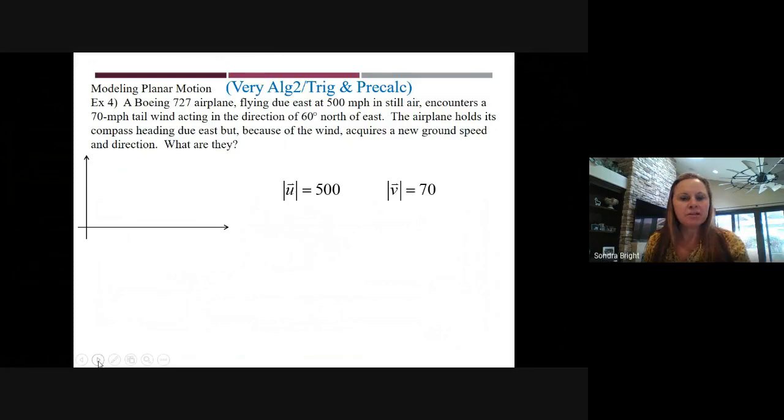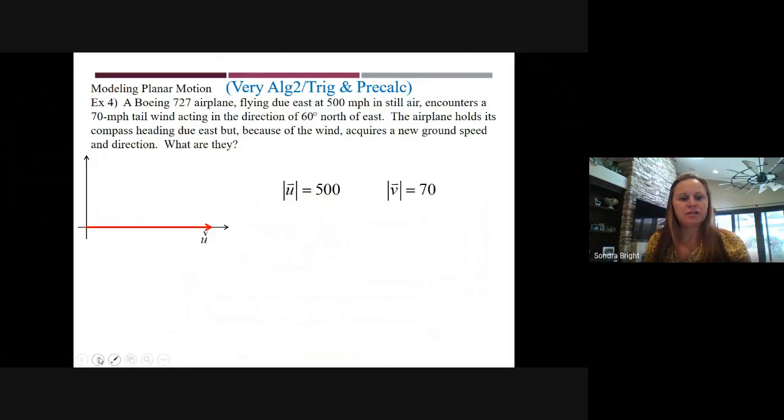Okay, so we've got that the airplane is flying due east, so that's the positive x direction. Miles per hour is its speed, and so I'm going to let you be the vector of the direction that he's heading, right? And he's flying 500 miles an hour, so the speed is 500, which is the absolute value or magnitude of that vector. And then the wind has a magnitude of 70 since its speed is 70.